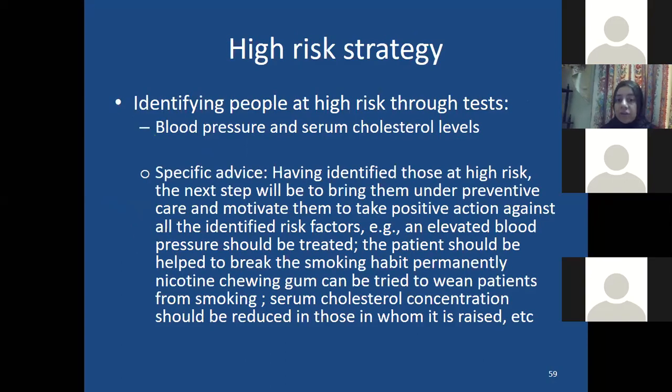High risk strategy is identifying only those people who may have a higher risk, for example, because of their genes, because of their previously tested blood pressures. So blood pressure and serum cholesterol levels need to be identified. Specific advice is given having identified those at high risk. The next step will be to bring them under preventive care and motivate them to take positive actions against all the identified risk factors. Okay.